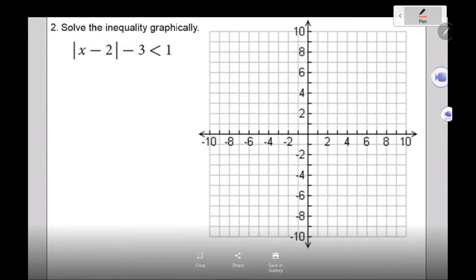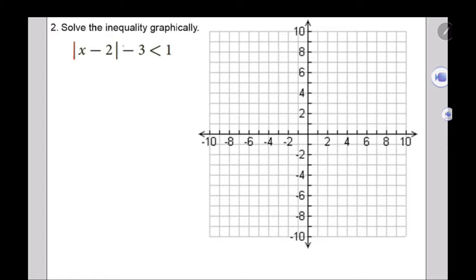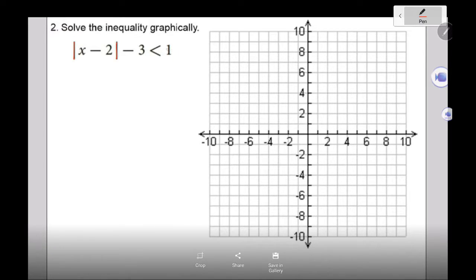Okay, let's begin by thinking about the parent function. This one looks a little bit complicated: |x - 2| inside these absolute value lines, which I'm highlighting in red, minus 3 is less than 1. Let's graph the parent function.